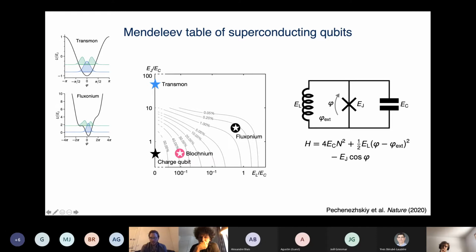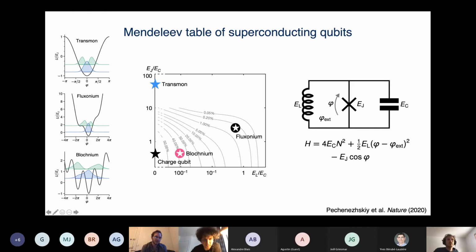So the question they asked in this paper, and also what I'm asking in this talk, is: is this all? Is this all the physics that can really be seen with this circuit? And the answer is apparently not.